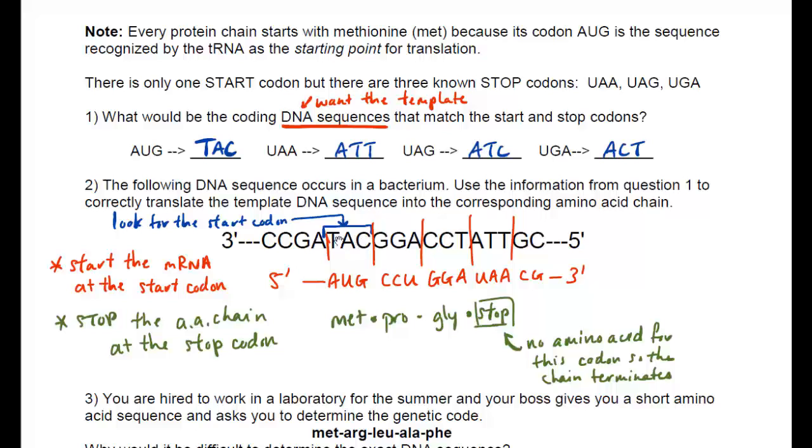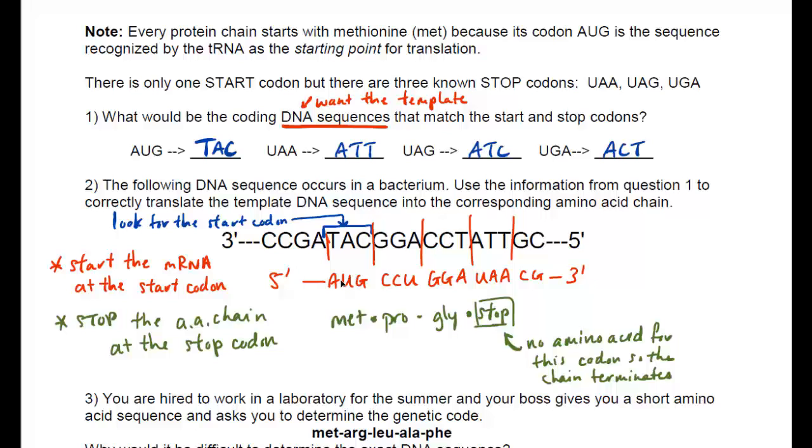As soon as it sees the start codon in the DNA, it begins to add in the little RNA nucleotides to make this, to transcribe this mRNA chain. So please make sure you start at the start. When you're doing your mRNA, you start at the start, okay? Then you can continue on for the rest of the chain, no problem.